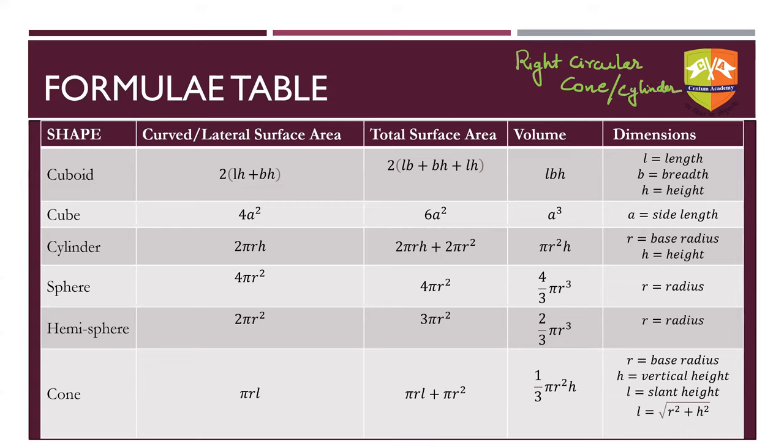Okay, so right circular cone slash cylinder means the axis of the cylinder as well as the cone will be perpendicular to the base, and it will be passing through the center of the base. So that's what is meant by right circular cone and cylinder.